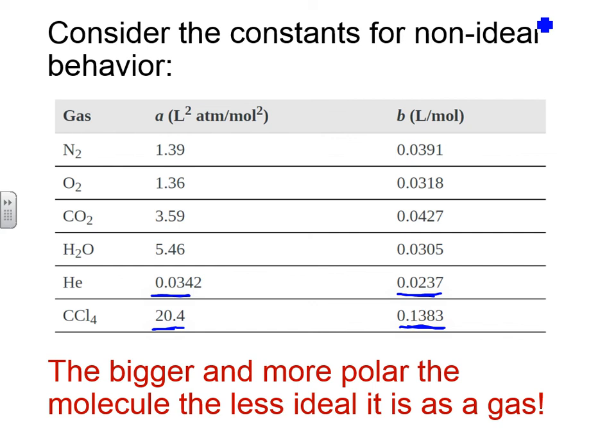attractions. But technically it's a liquid. So here, this is technically a liquid, and water is also technically a liquid, even though we can look at it in a gaseous form. That's why these are so much different.